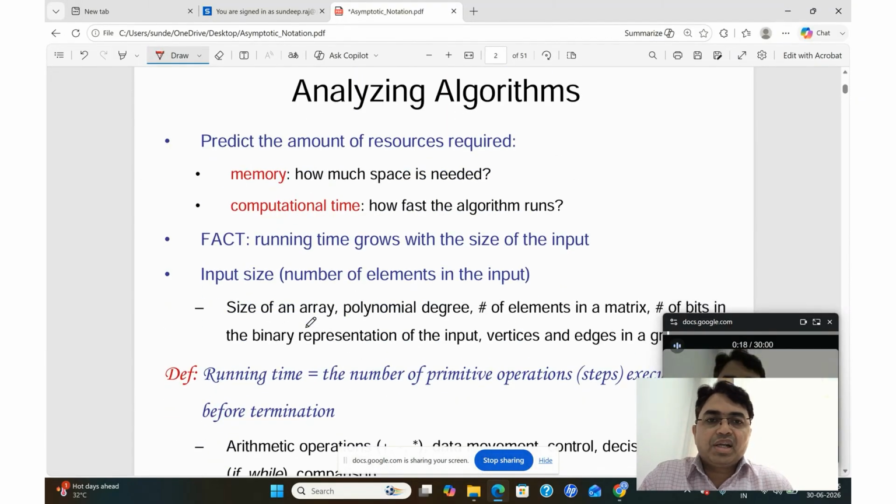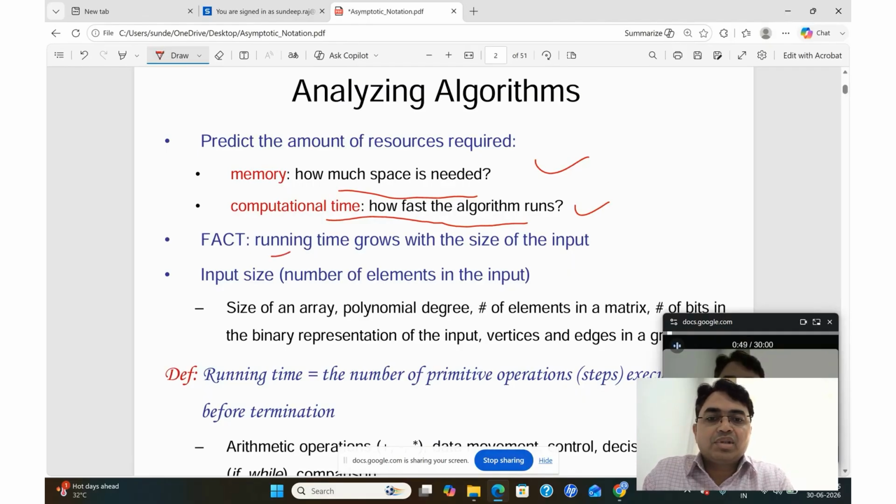When we are analyzing an algorithm, we have to predict the amount of resource required in terms of memory and computational time. In terms of memory, it means how much space it will need for execution in our system, and in terms of computational time, it means how long the algorithm runs on our particular system. That is, how much time it will require for running and how much space it will require in our system.